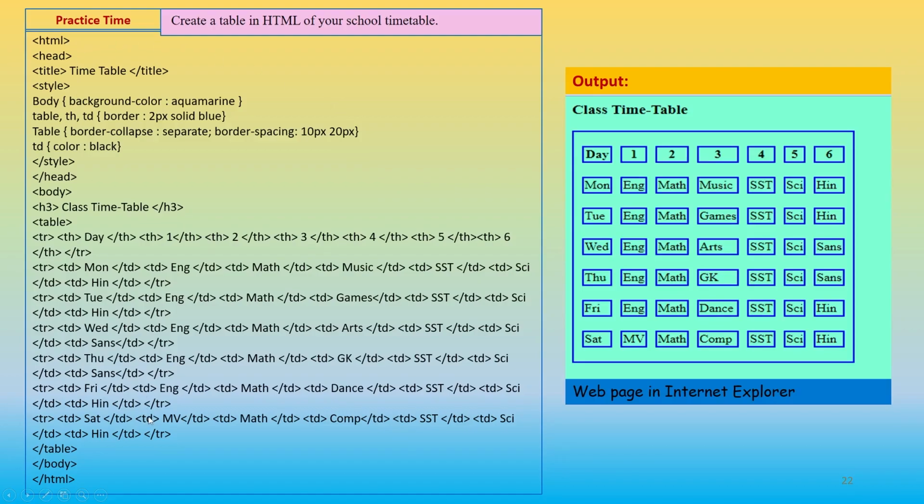After writing this program, save it with the .html extension and then open it in the web browser, and you will get this type of output. Please do try this program and try adding 2 more columns, after 6, 7 and 8 also.